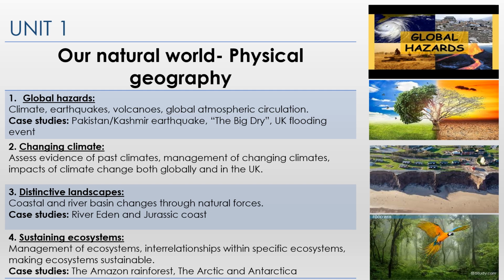In GCSE Geography, they have 3 papers. Paper 1, or Unit 1 as we call it, is based around physical geography. So they've got 4 topics that they will learn over the course of 2 years based on physical geography.